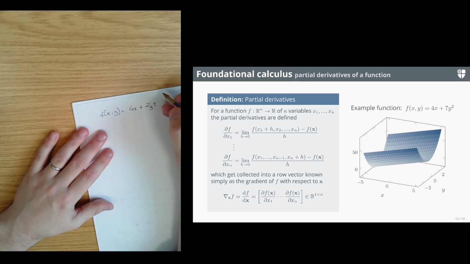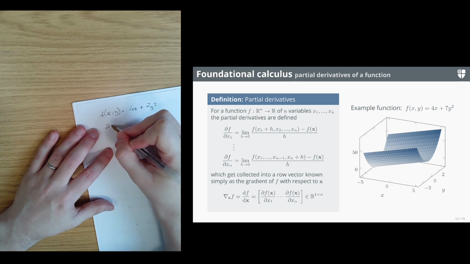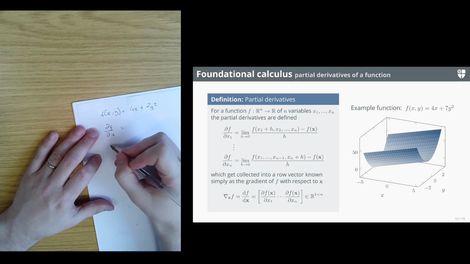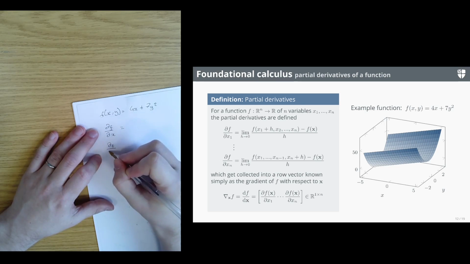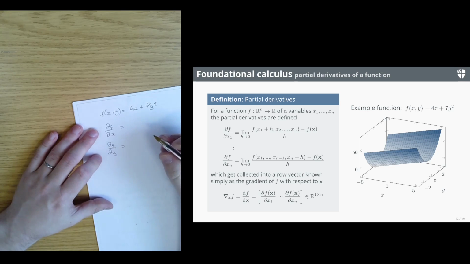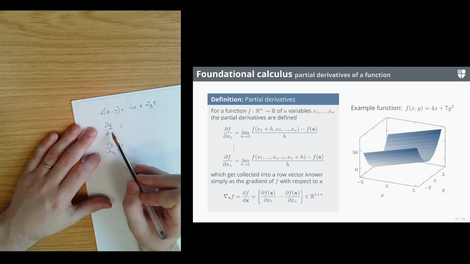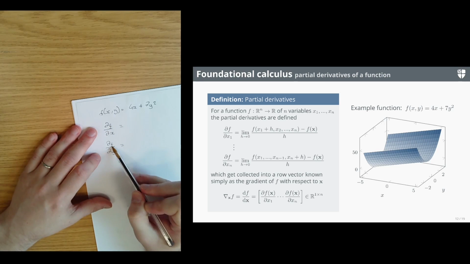And according to the definition, we get two partial derivatives. We get the partial derivative of f with respect to x, and we also get the partial derivative of f with respect to y. So that's how you read it. You read this as the partial derivative of the function f with respect to x, and this is the partial derivative of f with respect to y.